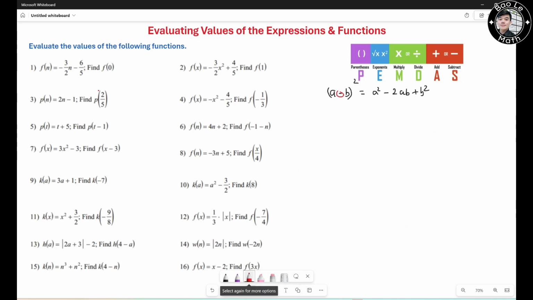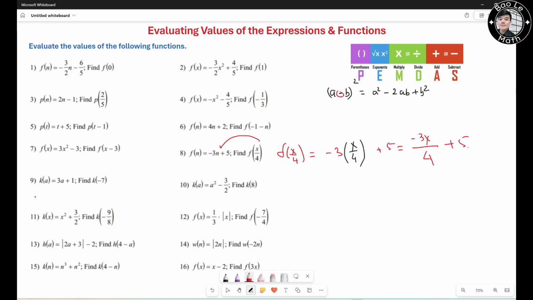Now, number 8. We need to calculate f of s over 4. So we just substitute s over 4 for n right here. So we have f of s over 4 equals negative 3 times s over 4, plus 5. And then we just simplify. Negative 3 times s is going to be negative 3s over 4 plus 5, and that is the answer.